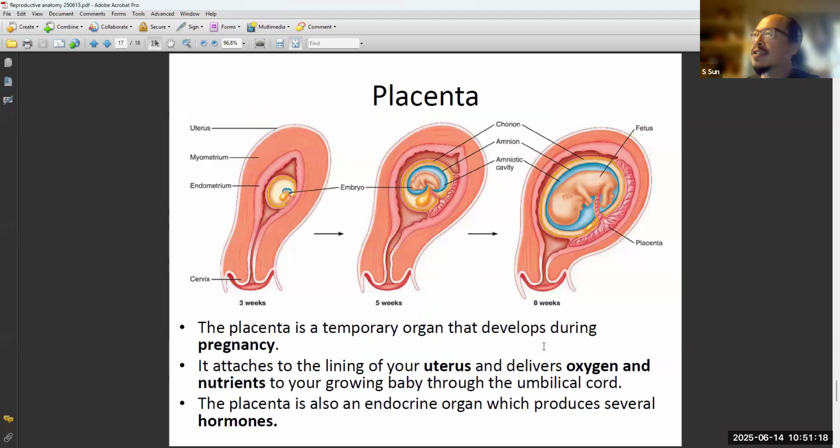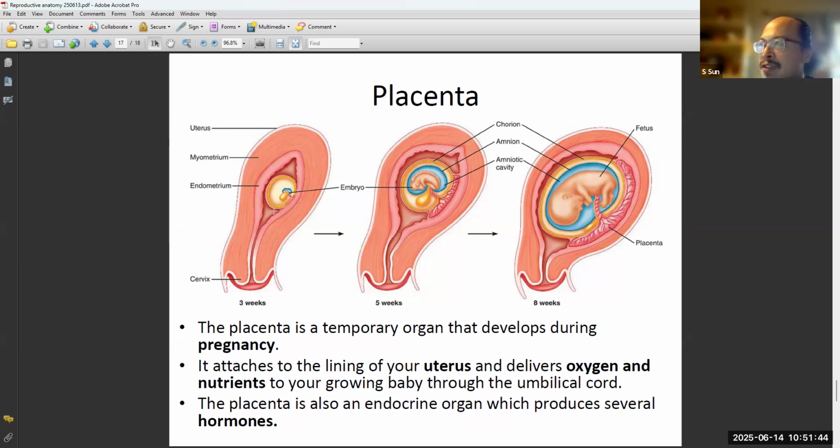So after the implantation, this embryo starts to develop. It builds a fluid surrounding it, and it also builds the interface with the endometrium. So you can see that here is the endometrium.